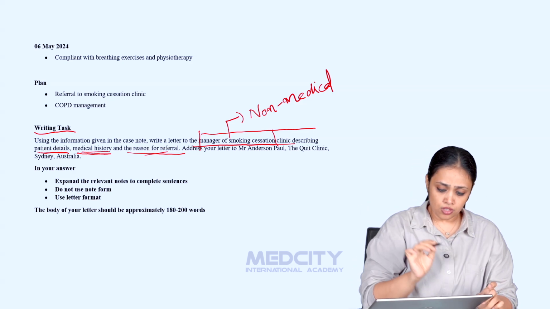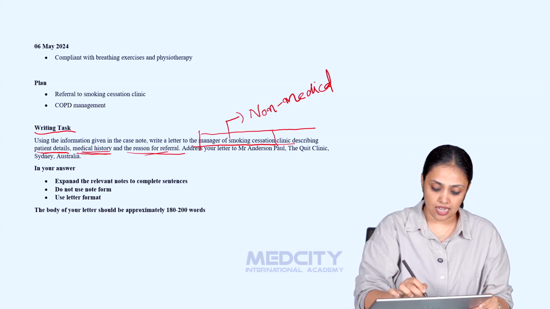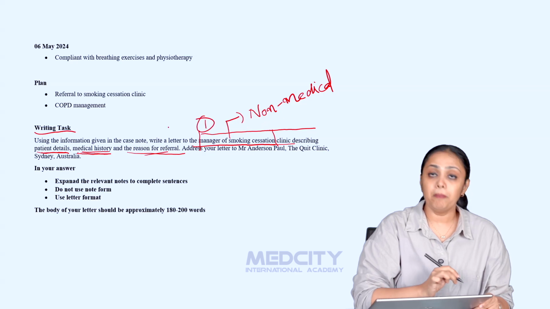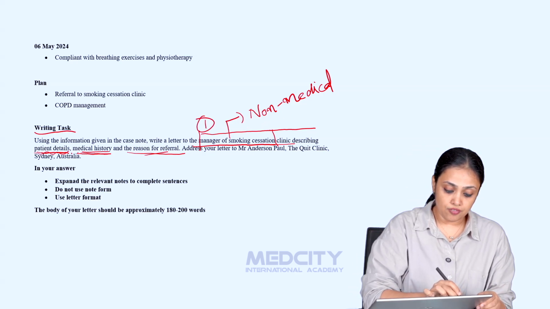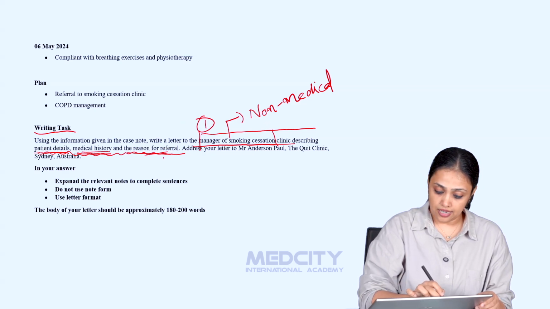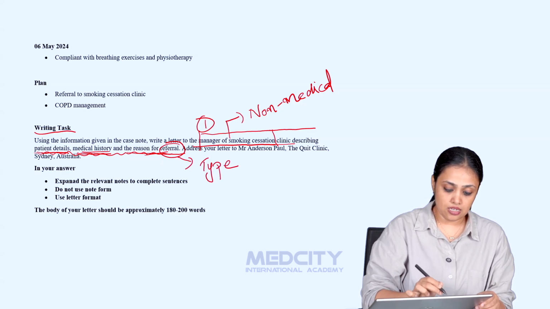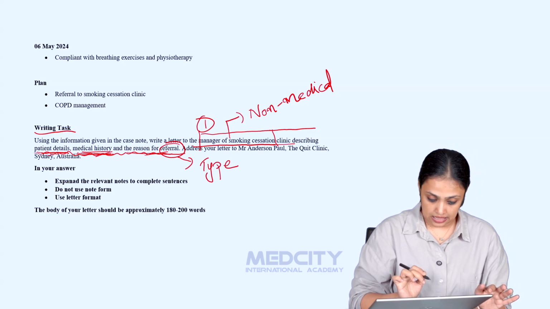So the main things that we have to understand from the writing task are, first, the reader, manager of a smoking cessation clinic, not a completely medical person, and the kind of details that we have to include in the letter, or what the reason is. It is a referral letter. The type of letter is referral, that we understood, and the reason is mentioned here: you have to include the patient details and medical history. What is to be included is given here.